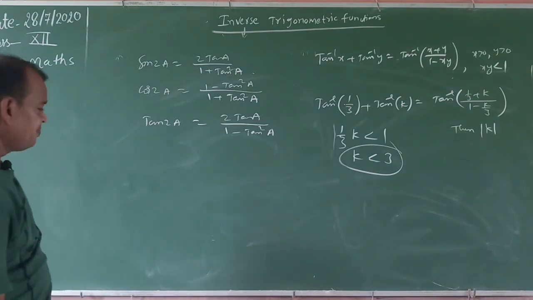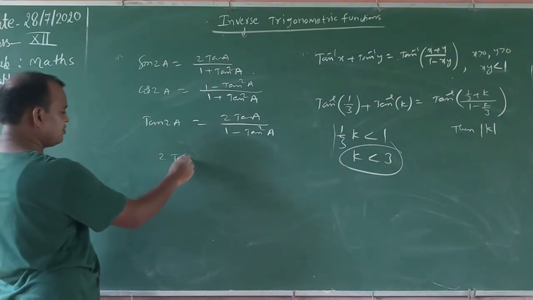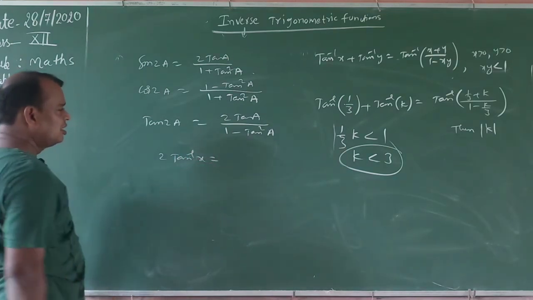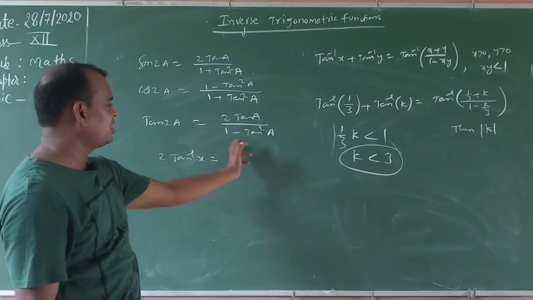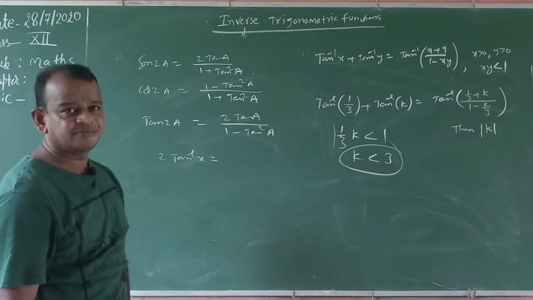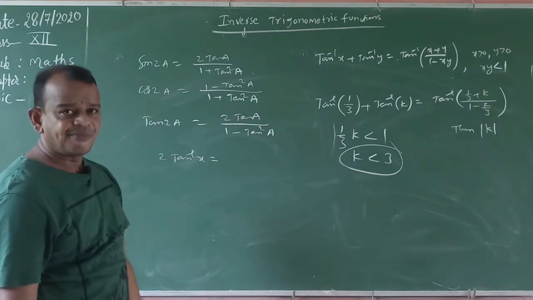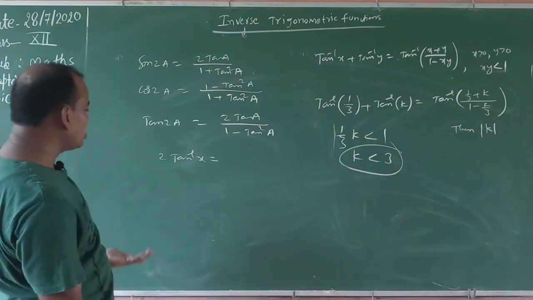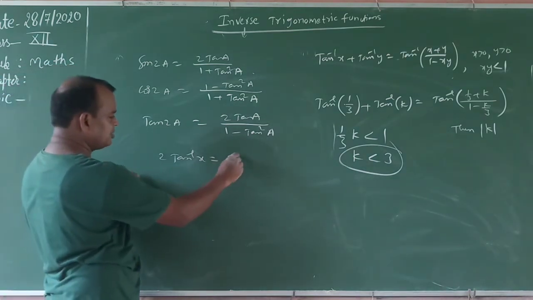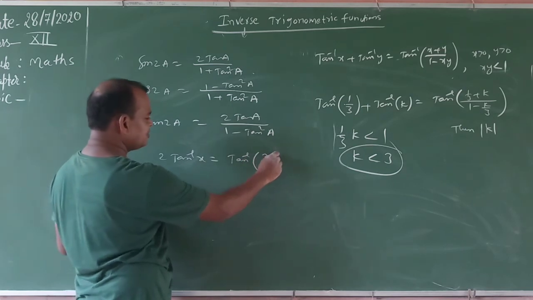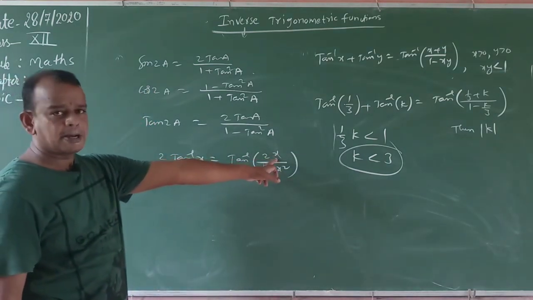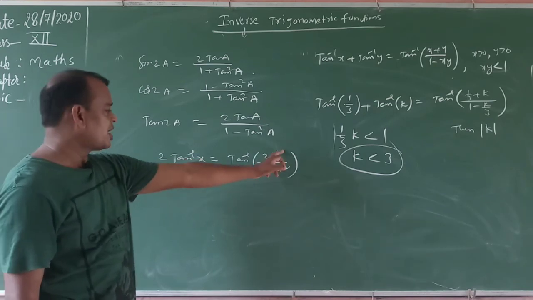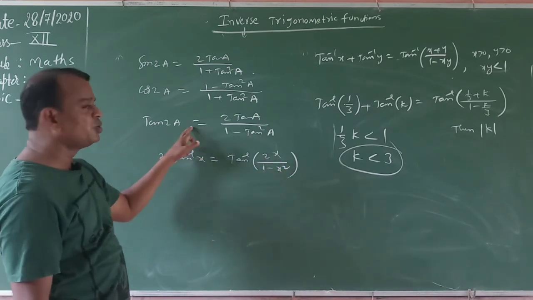Now here, what is the formula of 2 tan inverse of x? Suppose tan a is equal to x, what happened? 2x by 1 minus x square. Say yes or no? The formula of 2 tan inverse of x is tan inverse of 2x by 1 minus x square. Now in this one put x equal to tan theta: 2 tan theta by 1 minus tan square theta equals tan 2 theta.